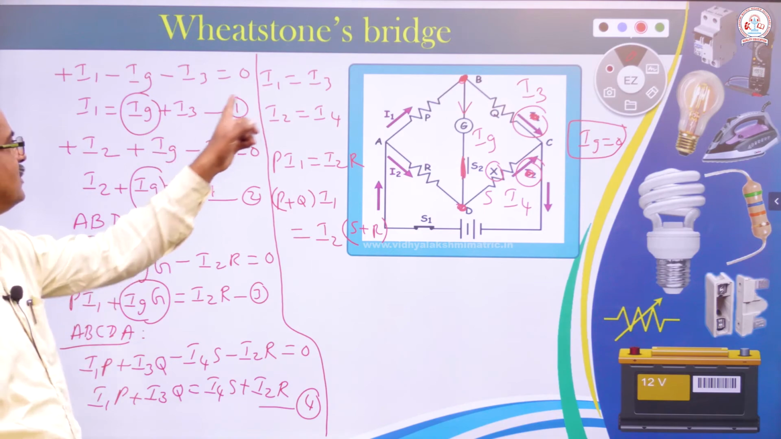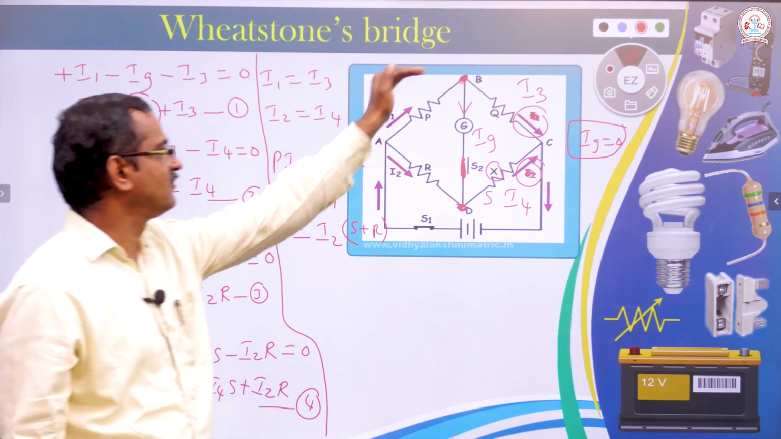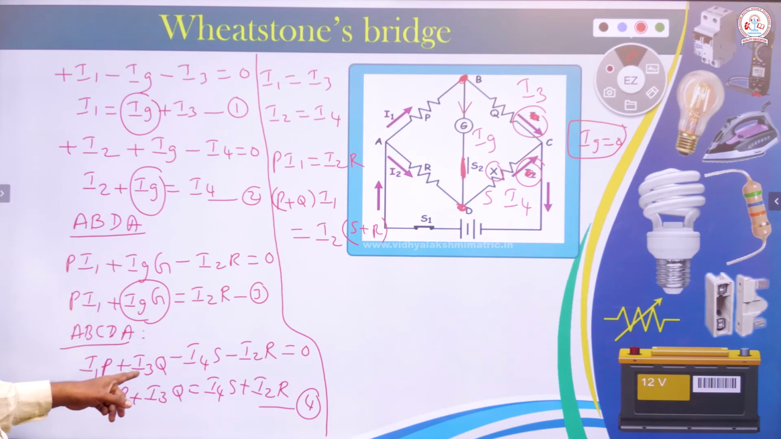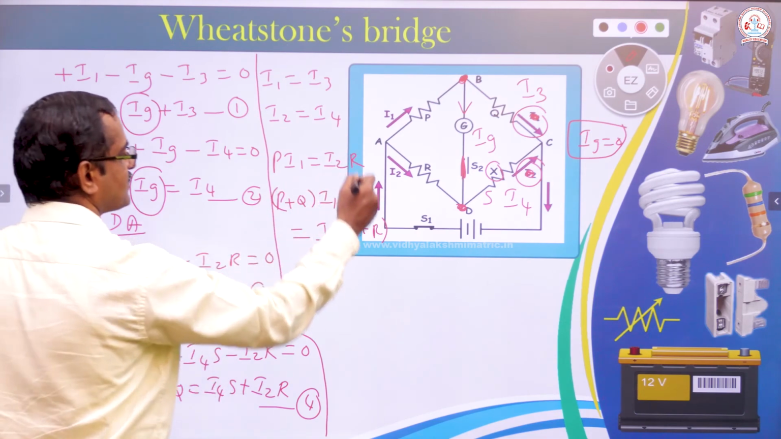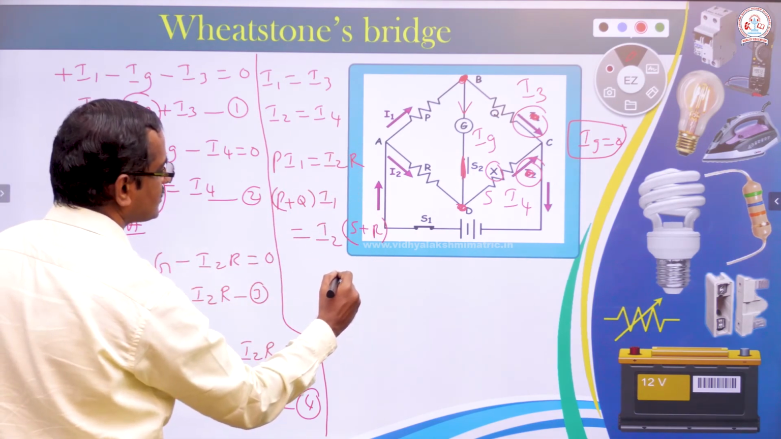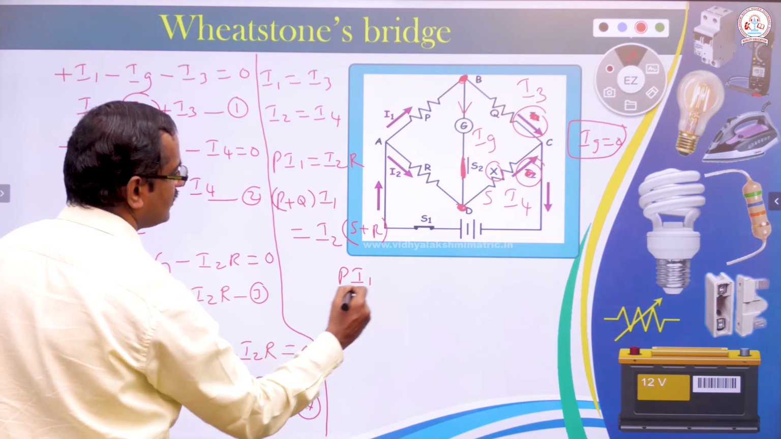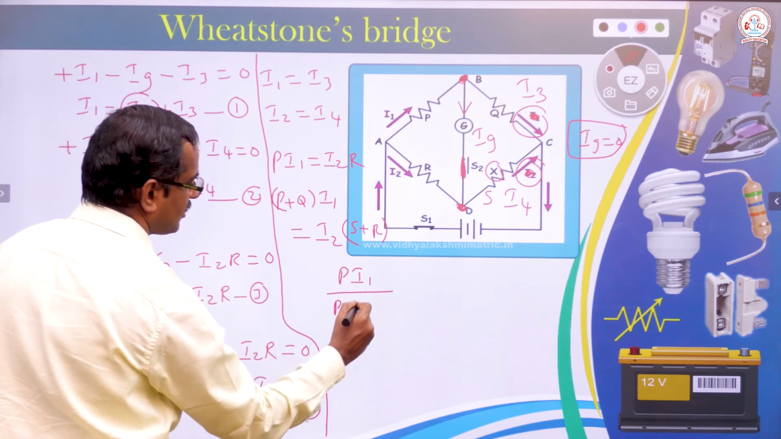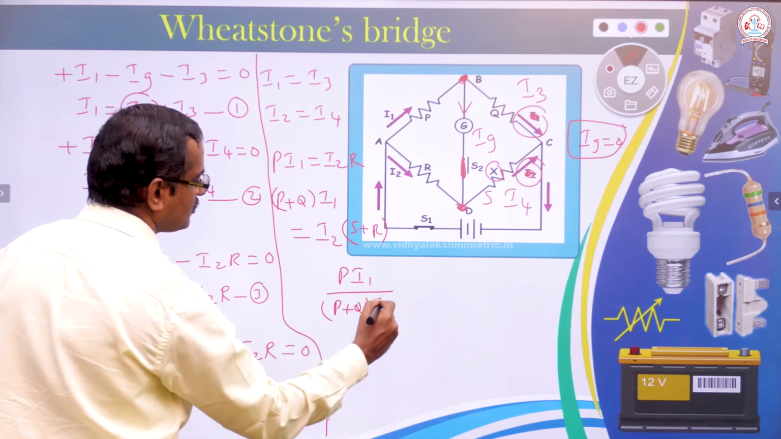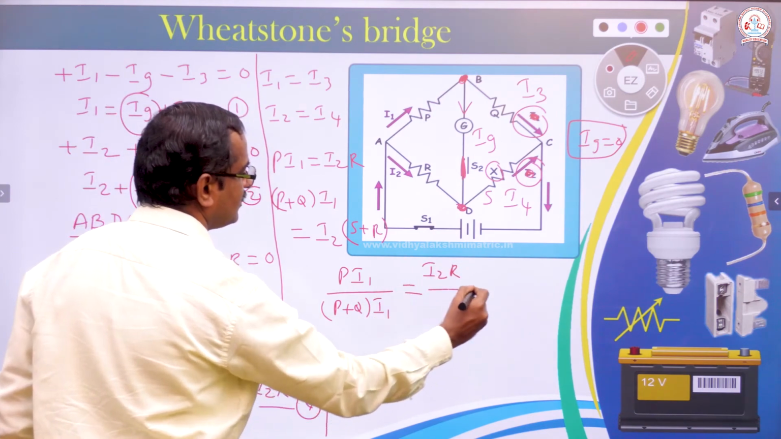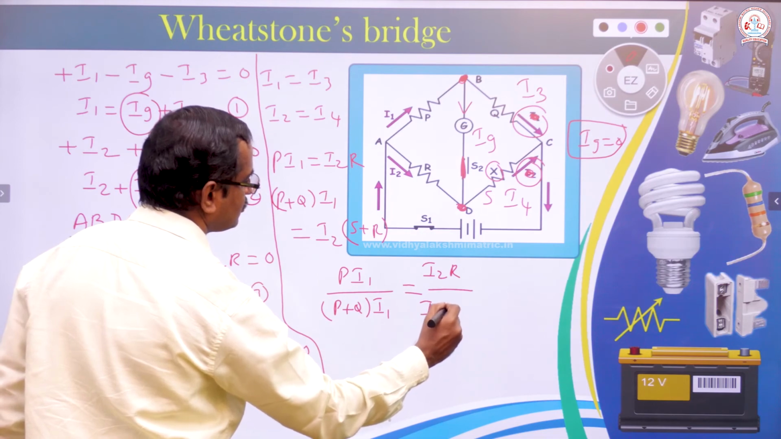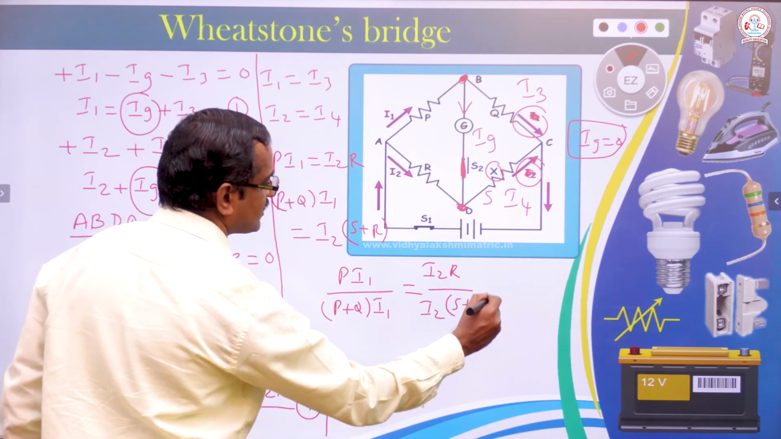You get I1 equal to I3 and I2 equal to I4, that is the current that will flow directly, isn't it? Instead of I3 you substitute I1, instead of I4 you substitute I2. Then if you divide these two equations, we are going to get P into I1 divided by (P plus Q) into I1, that is equal to I2 into R divided by I2 into (S plus R).